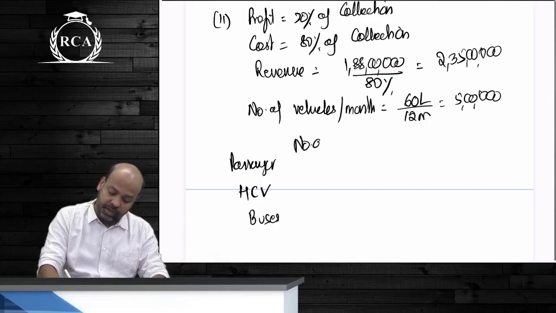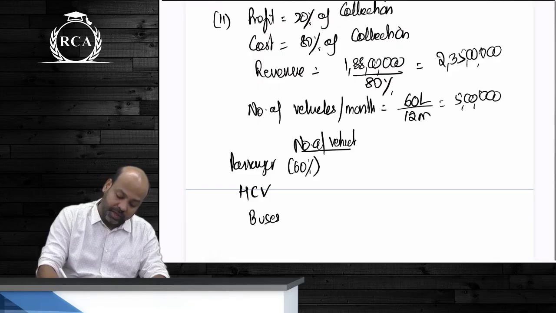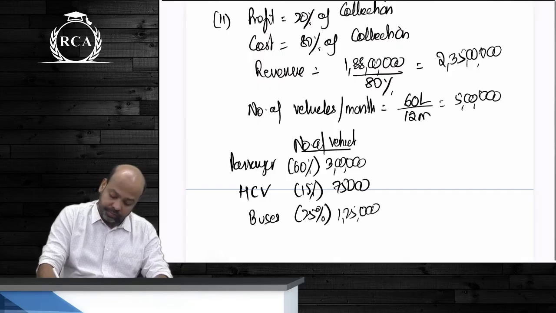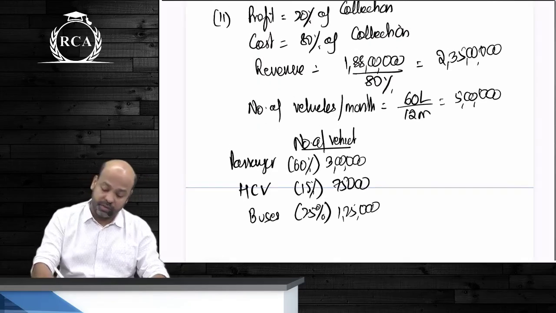The number of passenger vehicles would be 60% of 5 lakhs. That will be how many vehicles? 3 lakhs. This is 15%, so that will be 75,000. And this is 25%, and that is 1 lakh 25,000. These are the number of vehicles.